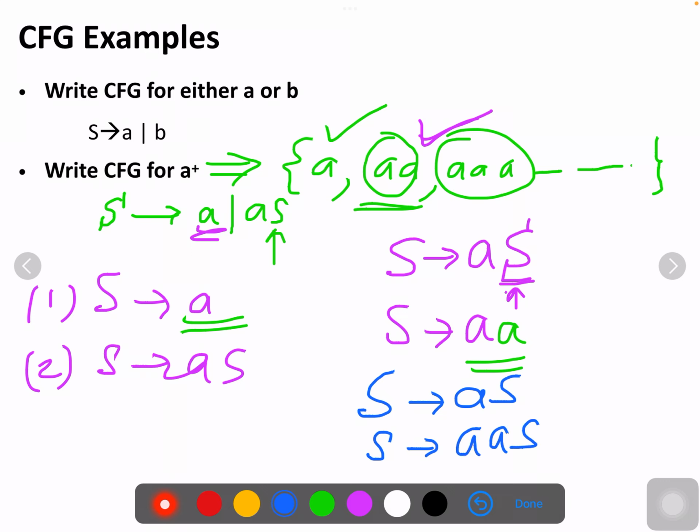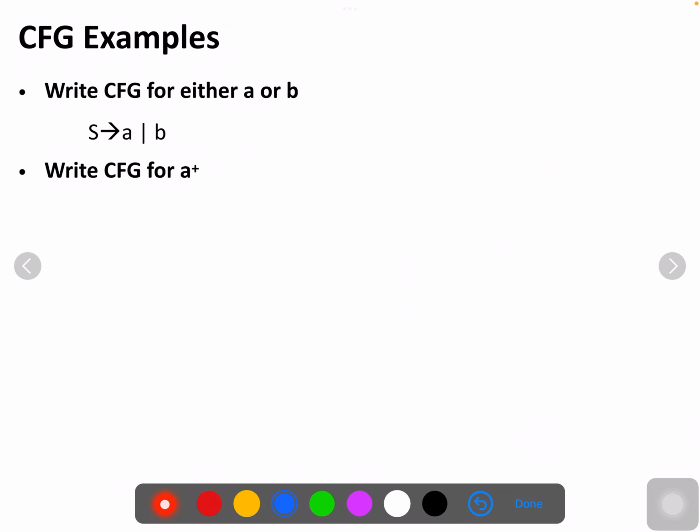If I substitute S only by the first rule, you will get only 2 a's. If I want to generate 3 a's, so a, right? This S is replaced by the first rule, so now 3 a's. Like that it can generate any number of a's. So that is the meaning of this grammar. I got it, right? Now let us move to the next one.